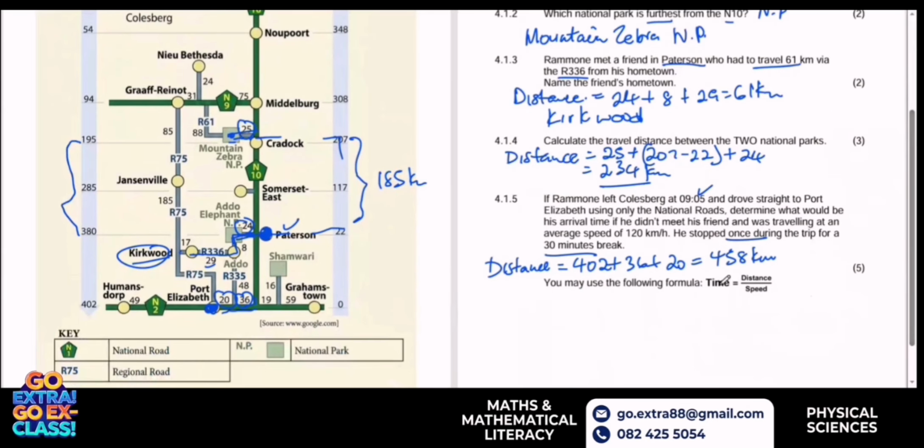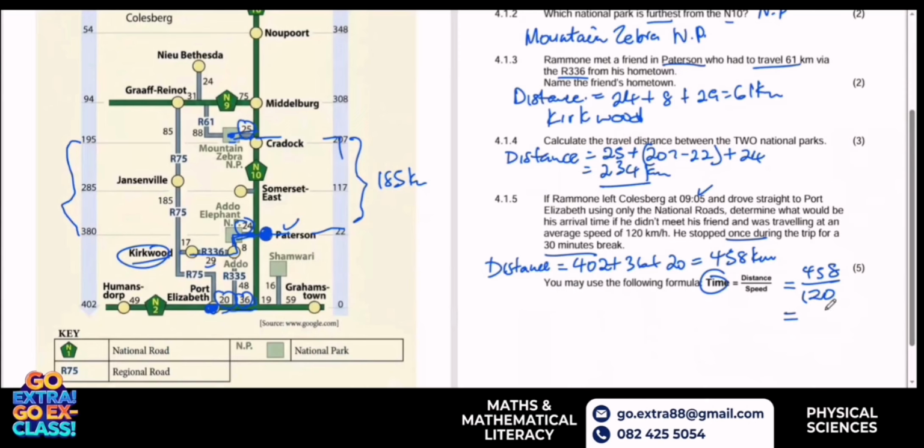So what would be the traveling time? The traveling time is what we're going to use. We're going to use this formula here. The formula says distance, which is 458, divided by the speed. The speed, they say, if he will be traveling with an average speed of 120. So now what will be the time that he will be using for traveling?